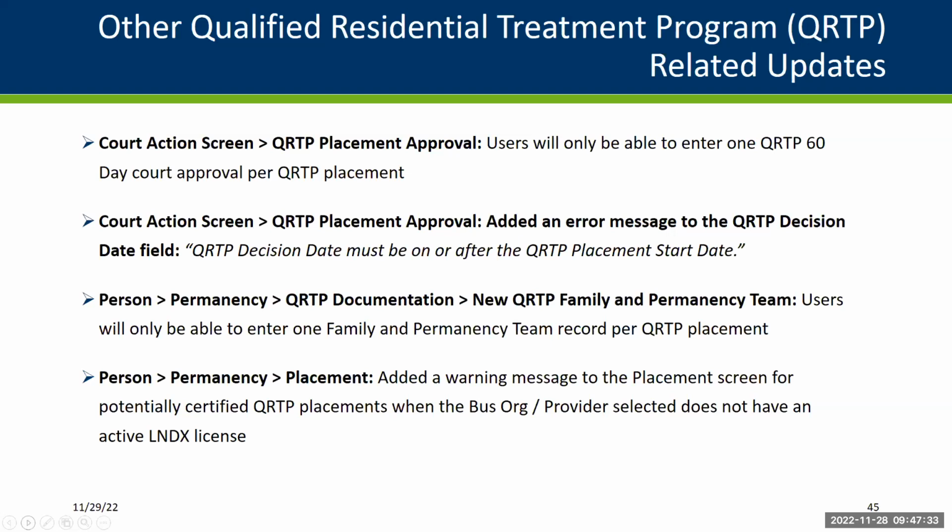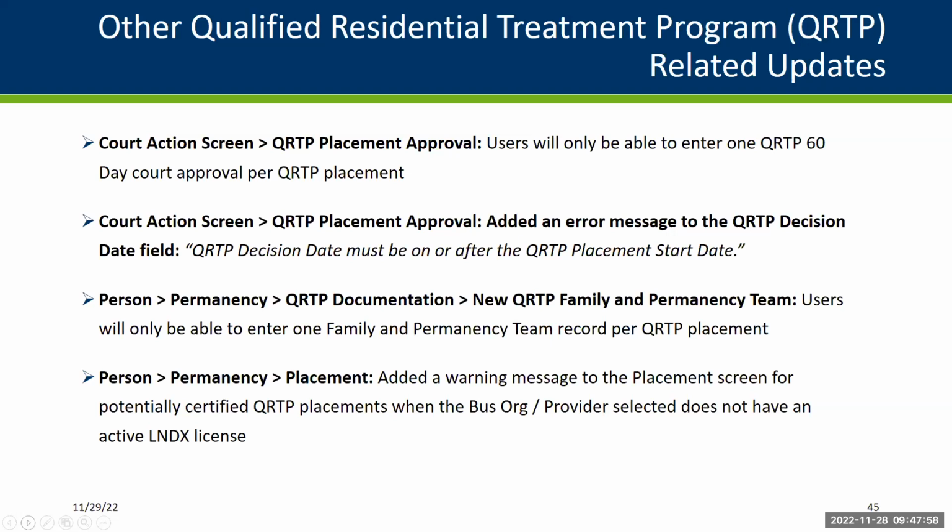Court action screen to the QRTP placement approval added an error message to the QRTP decision date field. So the error message says QRTP decision date must be on or after the QRTP placement start date. So this simply prevents mistakes when entering the date. So it ensures that the 60-day approval is not dated before the QRTP placement start date.